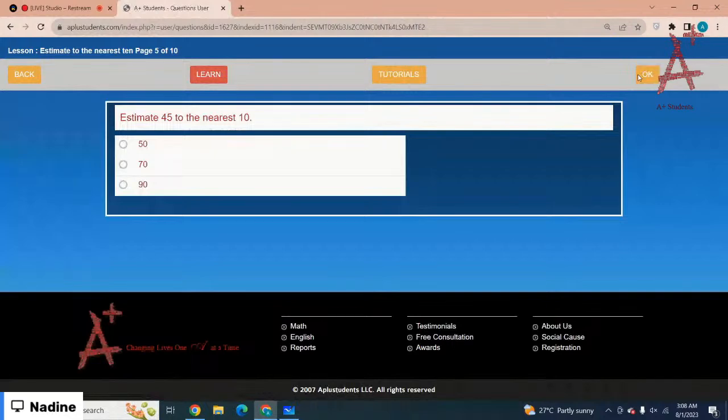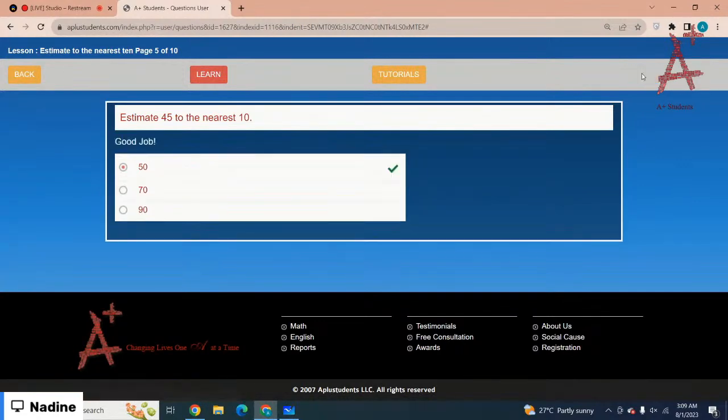Okay, estimate 45 to the nearest 10. So, which is the correct option? You are given the options 50, 70, and 90. So, 45 is between which two tens? 40 and 50, isn't it? The only correct option here is 50. Then 45 is estimated to 50, right?